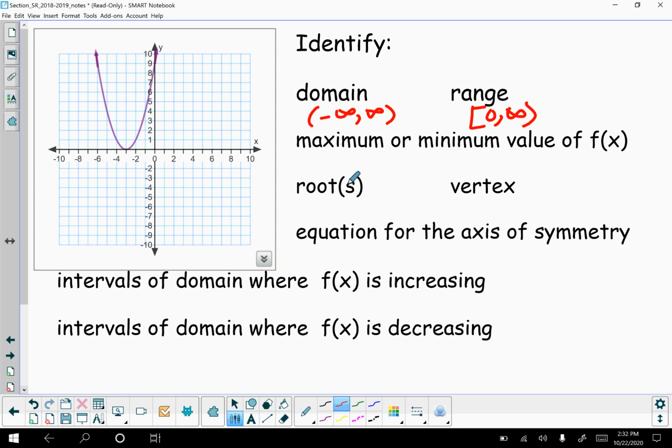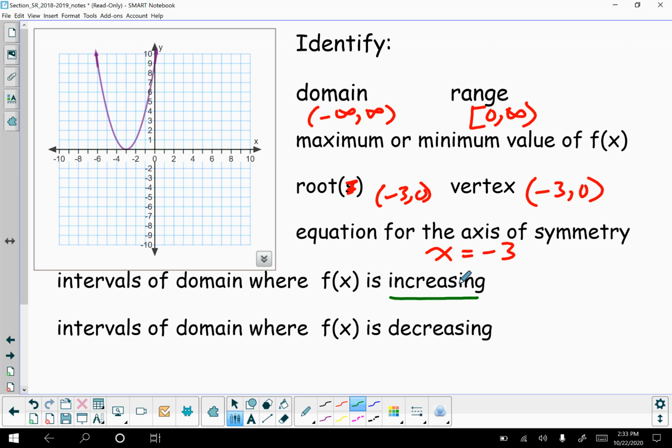The roots on this one, we actually just have a root, and our root happens to be negative 3, 0. Because it just kisses the x-axis, our vertex is also the same as our root. Our equation for axis of symmetry is the x component of the vertex, so x equals negative 3.